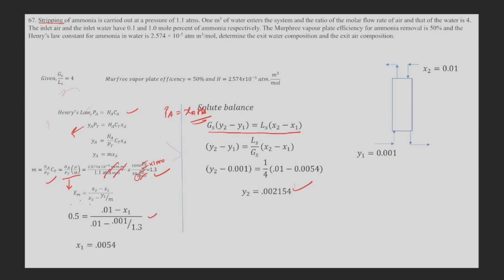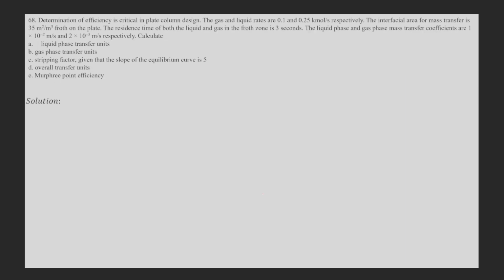Okay, Y1 is equal to X1 is equal to this. Y2 is equal to, okay, so everything we have. Okay, this is the thing. Now determine the efficiency. Determination of efficiency is critical in plate column design.